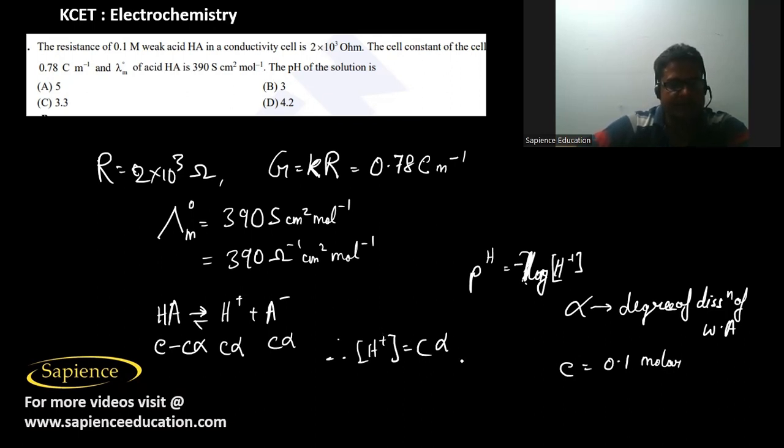And therefore lambda m naught is given, and alpha, the degree of dissociation of the weak acid, is equal to lambda m by lambda m naught. Now lambda m, how to find? As you know, lambda m is given as k into 1000 divided by M.